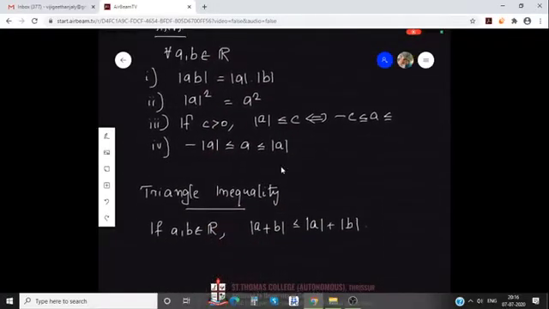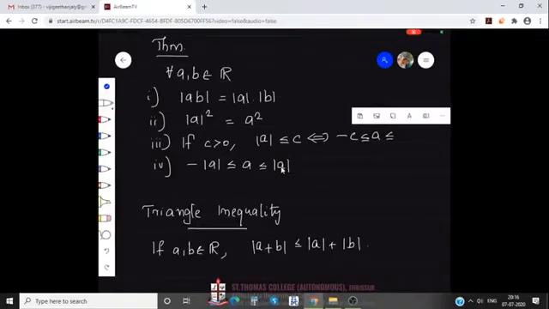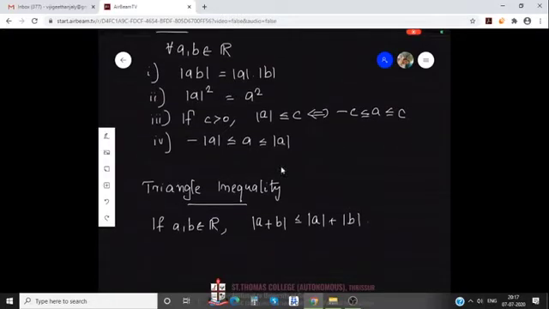So in the last session, we have studied a theorem. For all A and B elements of R, absolute value of AB is the same as absolute value of A times absolute value of B, and absolute value of A squared is the same as A squared. And if C is greater than 0, modulus of A less than or equal to C implies and is implied by minus C less than or equal to A less than or equal to C, and minus modulus of A is less than or equal to A less than or equal to modulus of A. And we use this theorem to prove the famous triangle inequality.